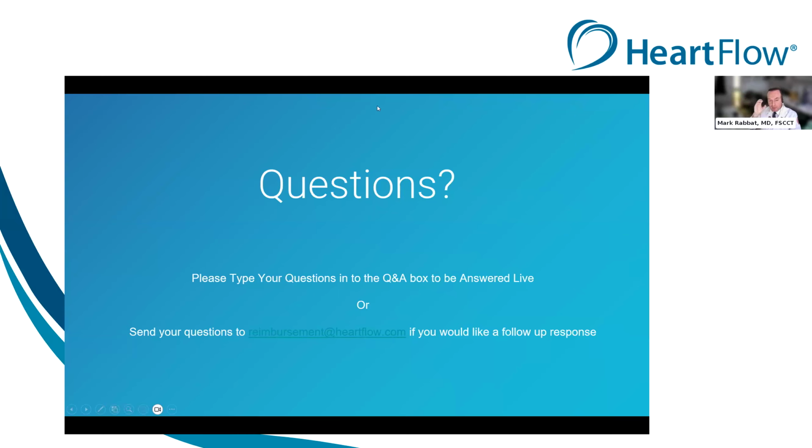And I always say FFRCT really acts as a bridge between the cardiac imager and the interventional cardiologist. And it allows us to use the FFR values and the interactive model to determine the appropriate therapeutic management and plan for our patients.